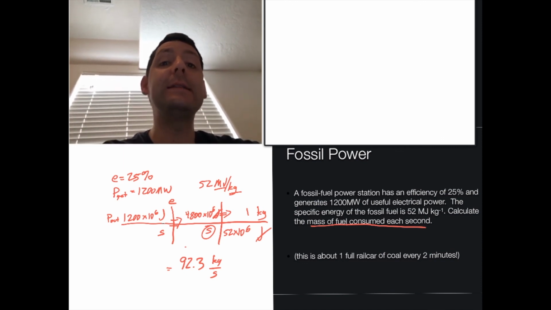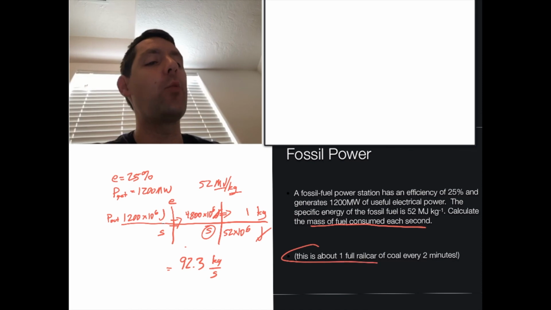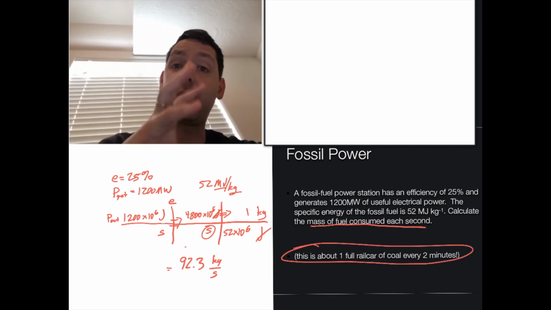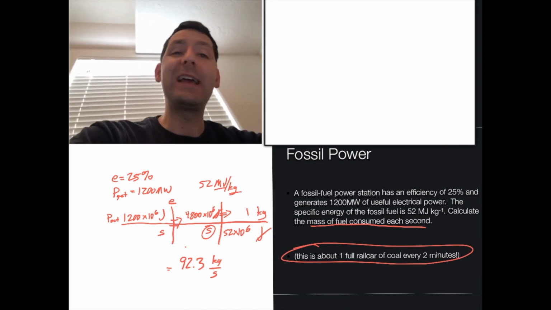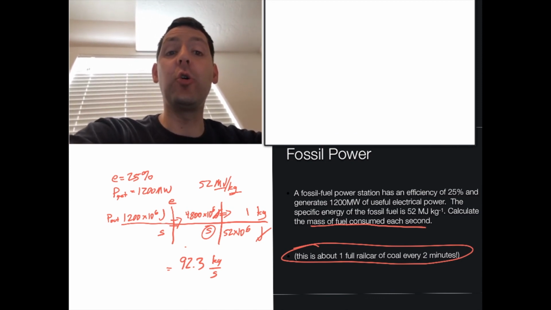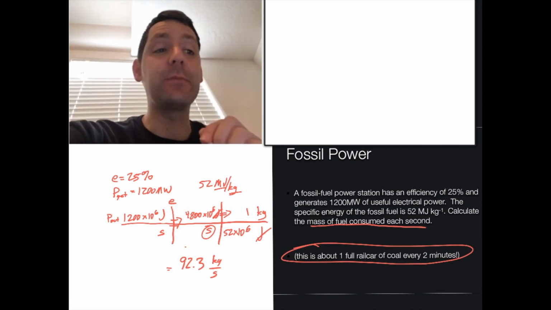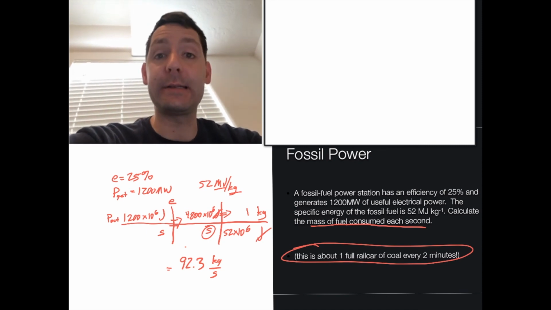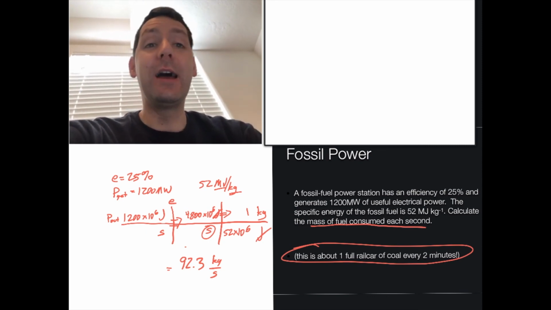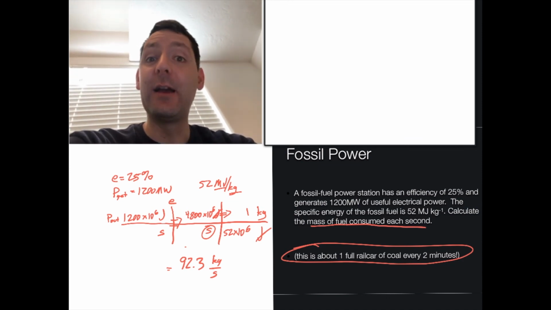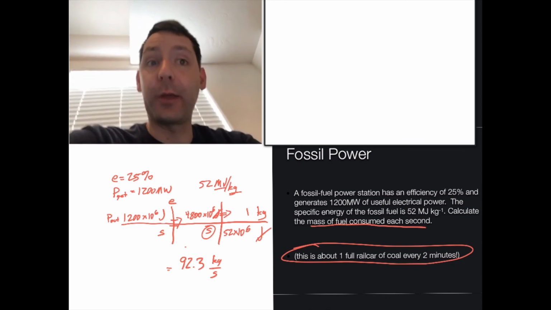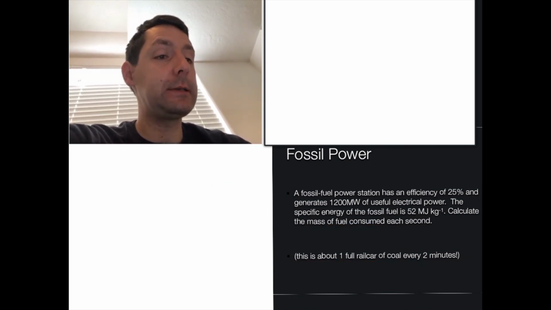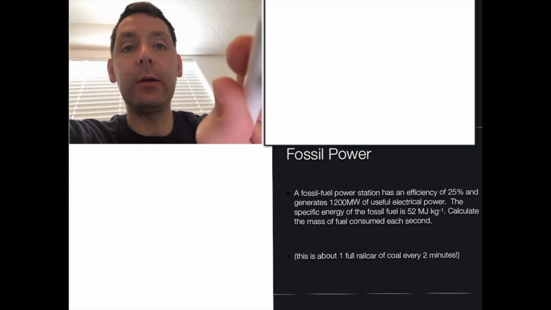Now what that means, as you see in the note here, is that's about one full rail car. If you've ever seen a train with those big, huge rail cars with coal, one of those every 2 minutes. That's how much coal you need to burn in order to get this much energy, which is for a small, medium-sized town. All right, so recognize how much coal is needed for a coal power plant. Okay, I think that's good. Let's take that off, and we will move to the next one.